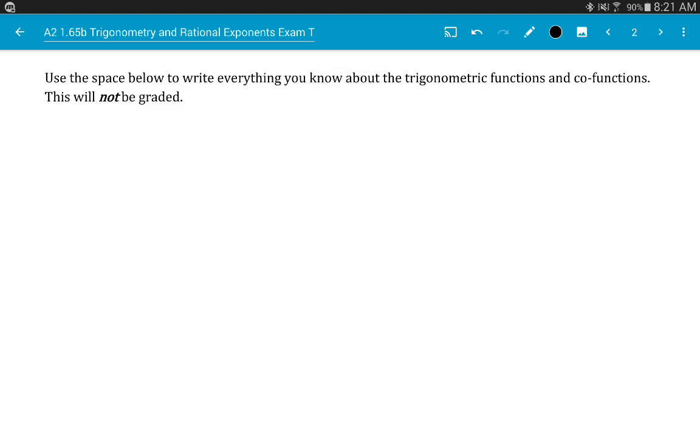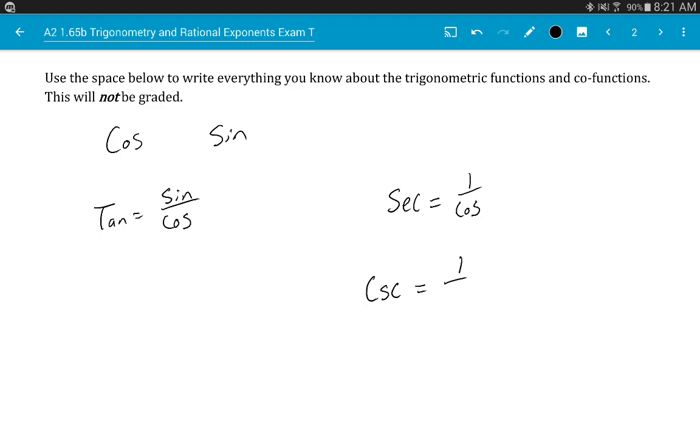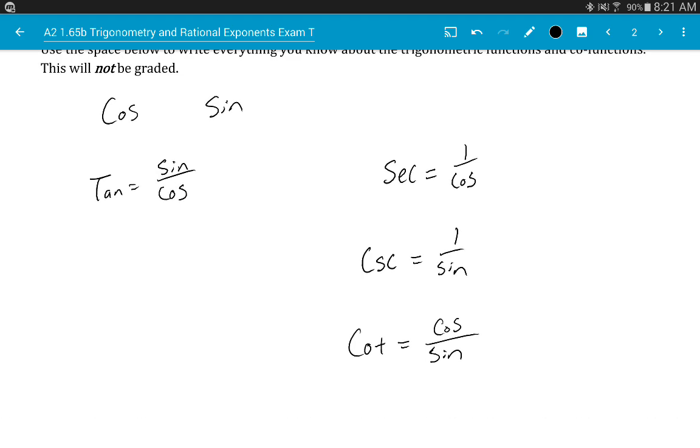Use the space below to write everything you know about the trig functions and cofunctions. Let's see. I know cos and sine. I know that tan is equal to sine over cos. I know that secant is equal to 1 over cosine. I know that cosecant is equal to 1 over sine. And I know that cotan is equal to, what's the flip of this? So let's see. That means it must be cos over sine. Okay? That's everything I think I need to know.